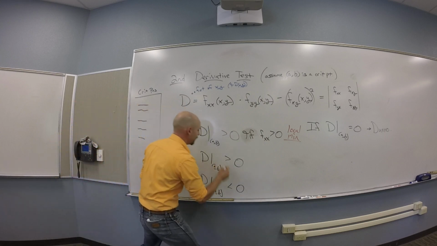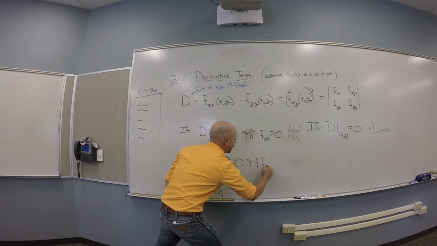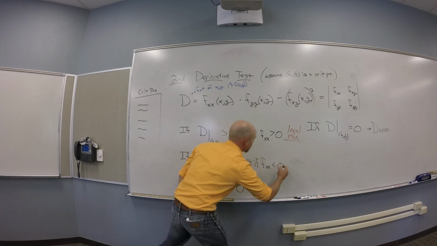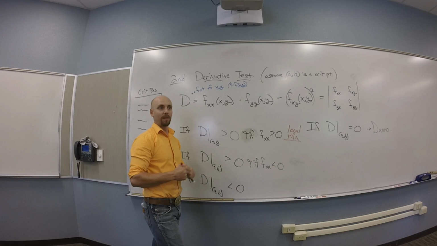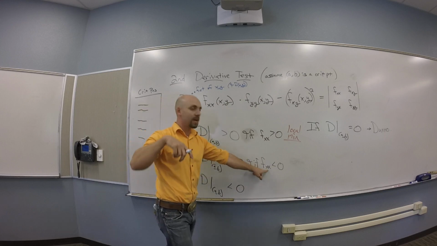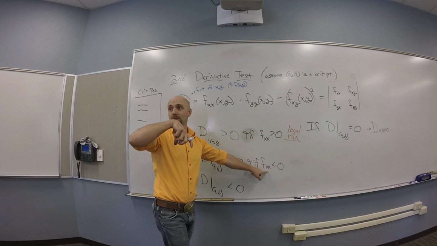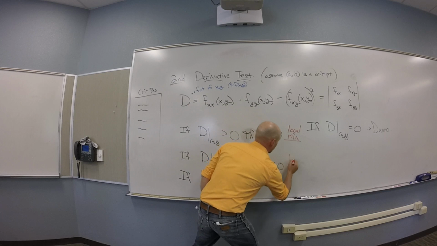Okay, so if D evaluated at A and B is bigger than 0, and if fxx is less than 0, that's where a saddle is? Nope, concavity's doing a good job, and it's concave down, so that's going to give you a maximum.